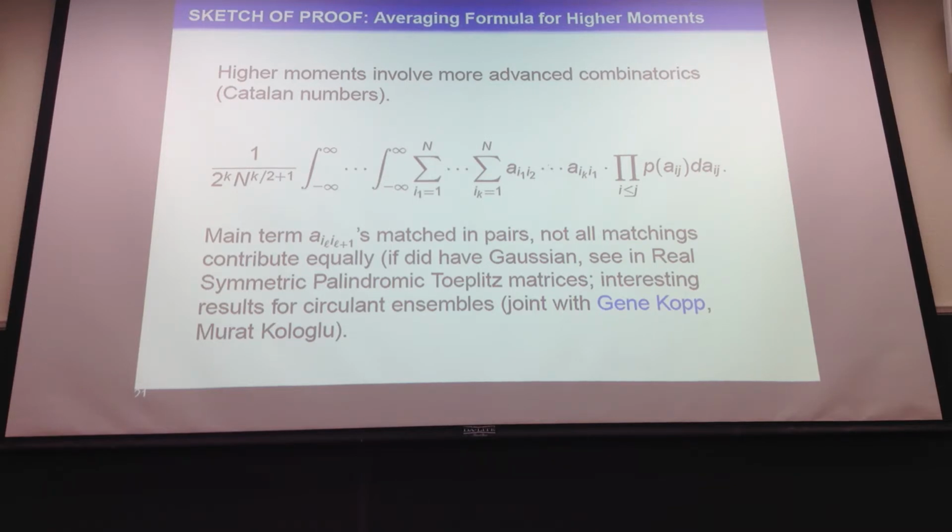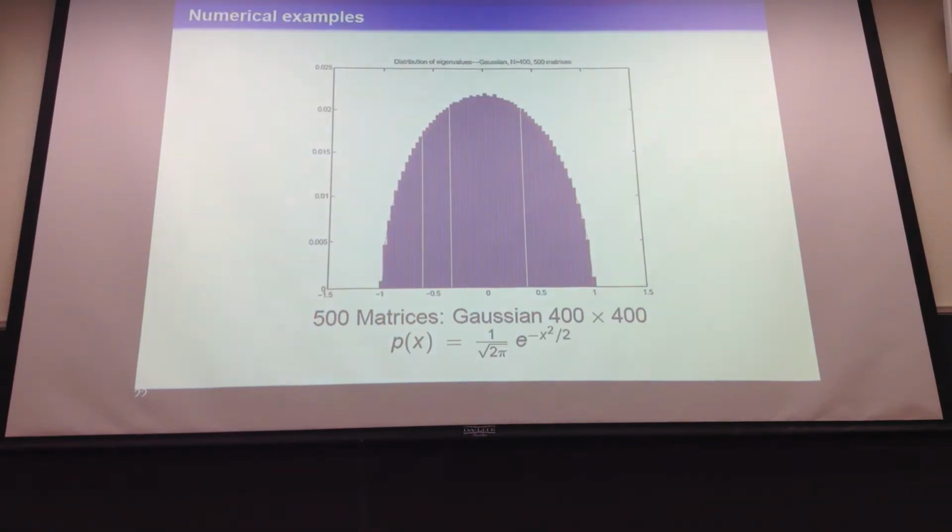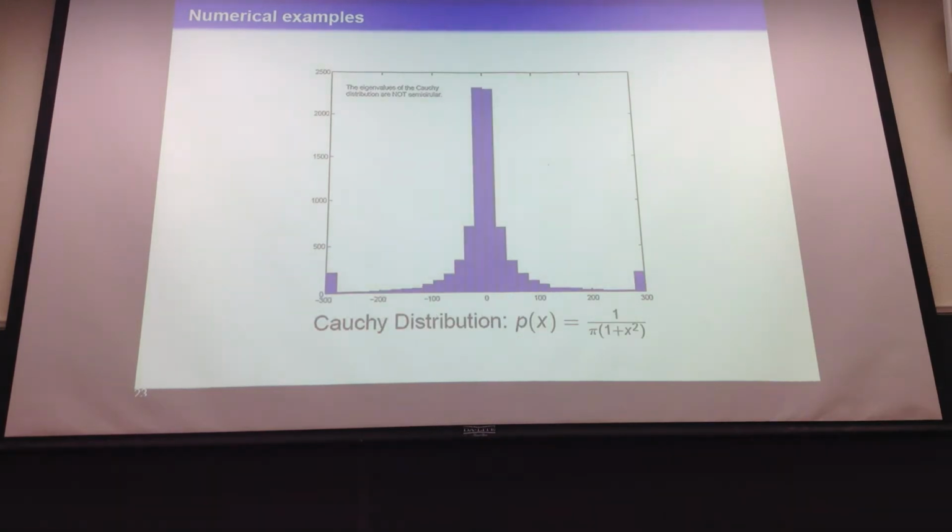And so there's lots of different ensembles we can look at. So here's looking at 500 matrices. I'm choosing the entries from a Gaussian. They're 400 by 400. And it looks pretty good in terms of looking like a Gaussian. This is the Cauchy distribution, one of my favorites. So hopefully you can see a slight difference between the density of eigenvalues for the Cauchy and the Gaussian.